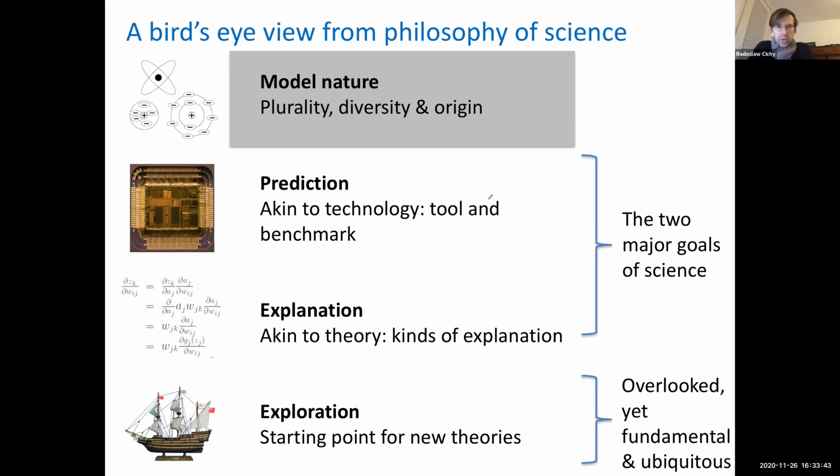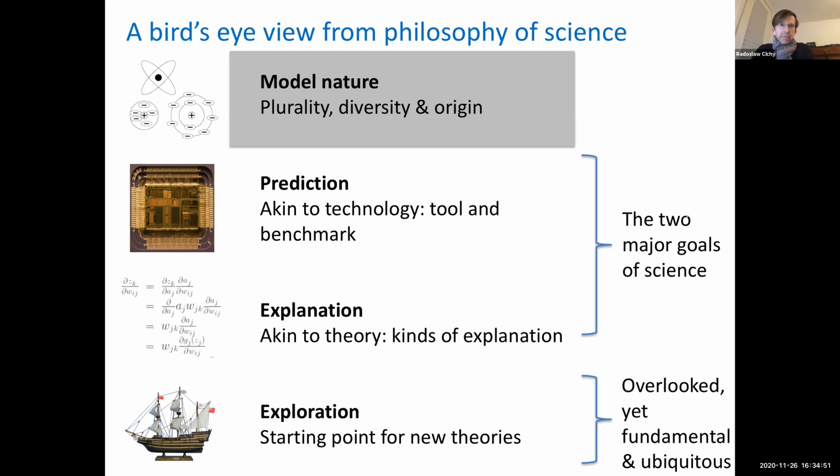Then I would like to talk about how models play an important part in solving the 2 major goals of science, namely predicting things and explaining things. Prediction is where you use models akin to technology, as a tool or as a benchmark. And for explanation, you actually use models like a theory, where you provide an explanation. And finally, I would like to close with what I think is an overlooked but fundamentally ubiquitous practice in science, that we actually do use models such as DNNs to explore and as a starting point for new theories.